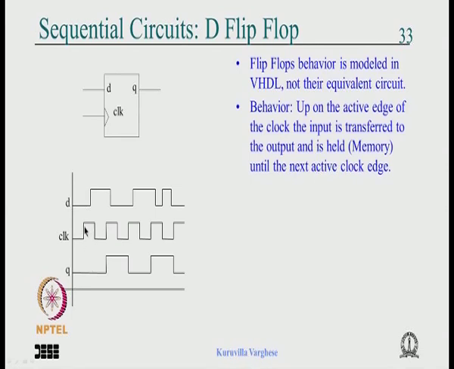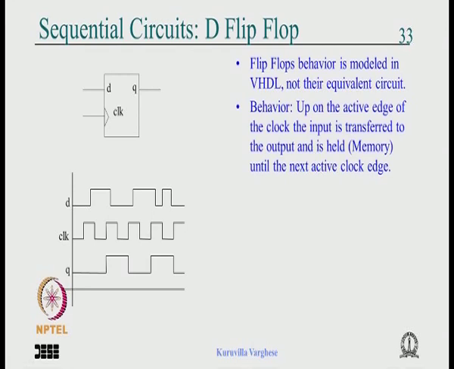When the clock edge comes, the 0 is transferred here and it is memorized till the next clock edge, and at the next clock edge it is 1 and it is memorized till the next clock edge, and that is what is shown here. And here it is 0, again the 0 up till here, and then it is 1. So 1 comes here, but then it is remembered till the next clock edge and again it is 0, so it becomes 0. So that is the behavior.